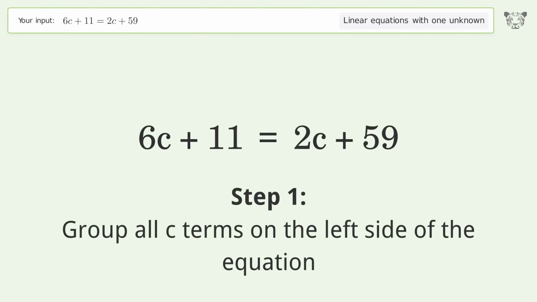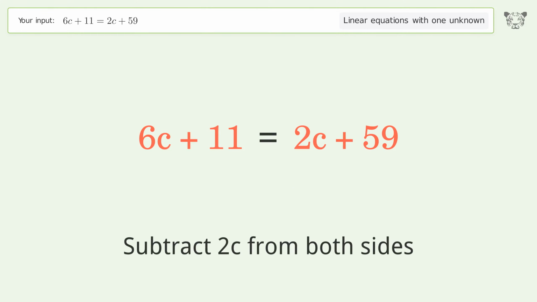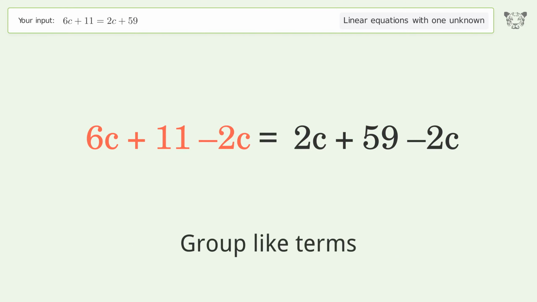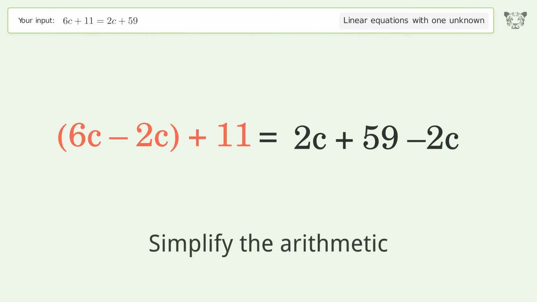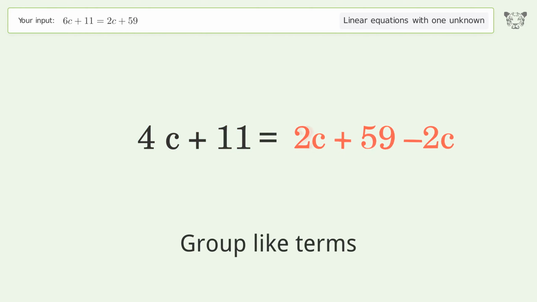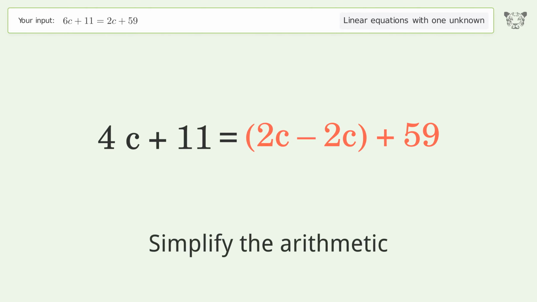Group all c terms on the left side of the equation. Subtract 2c from both sides. Group like terms. Simplify the arithmetic. Group like terms. Simplify the arithmetic.